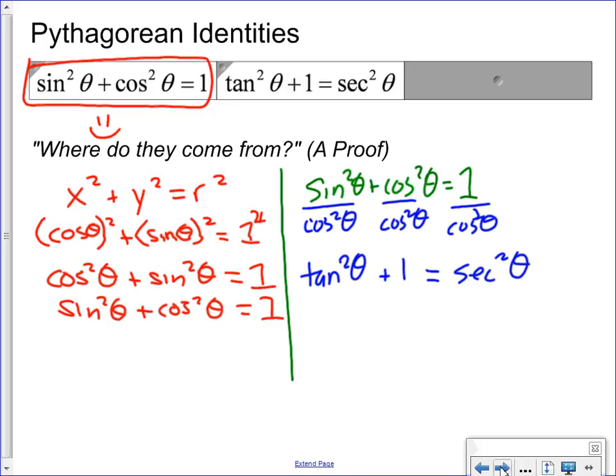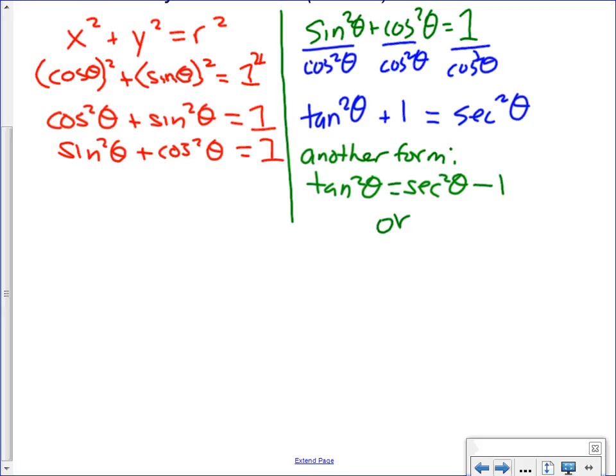All right, notice another form of this same proof. If you subtract the 1, let's say you want to know what tangent is, you can also go tangent squared is equal to secant squared minus 1. All you did was subtract the 1 from the other side. Or if you keep the 1, you can go 1 is equal to secant squared minus tangent squared. Do you see how it's the same formula? I'm just moving stuff around.